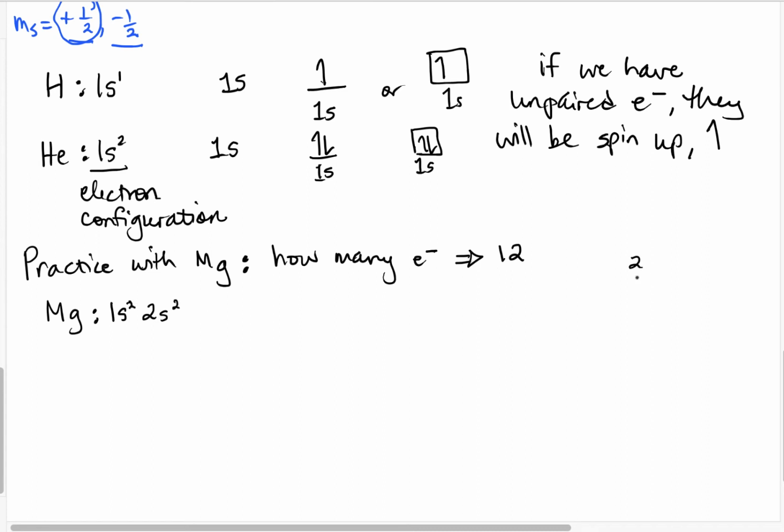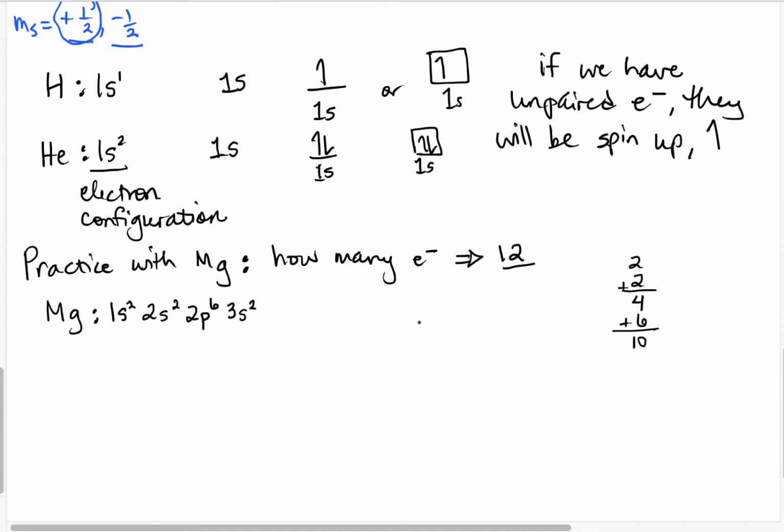So maybe I'll keep track over here. And then we have a 2p, and so 2p can fit a total of 6. So now I'm up to 10. And after 2p, we get to 3s, and I have 2 more electrons that are going to take us up to that total of 12. So this is our electron configuration for magnesium.